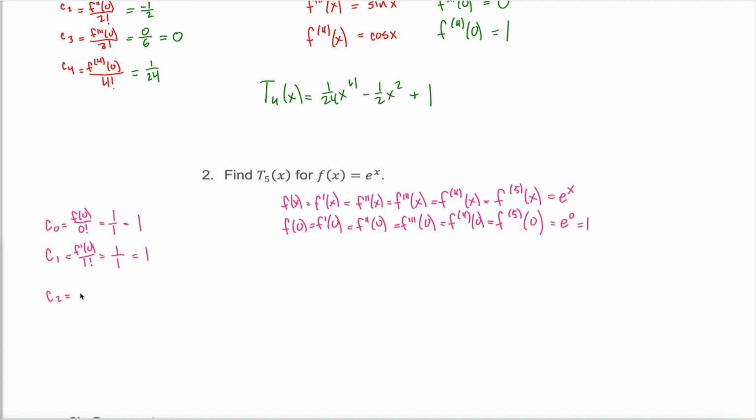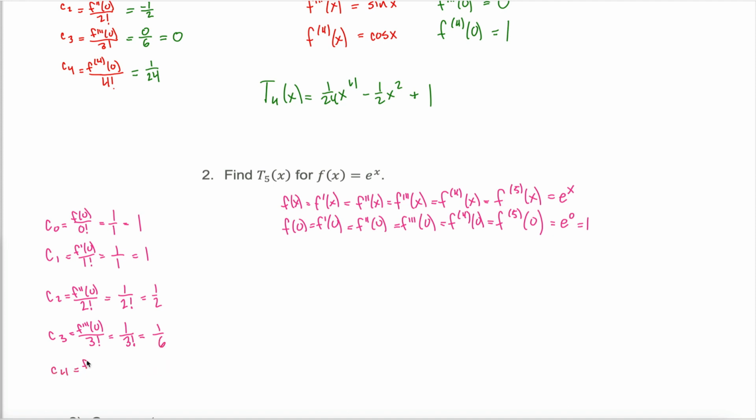What about C2? Well, C2 involves the second derivative of my function evaluated at 0 divided by 2 factorial. But the second derivative evaluated at 0, just like the first derivative, just like the function, is equal to 1. So I get 1 divided by 2 factorial. 2 factorial is equal to 2. So I get 1/2 for C2. C3 isn't much harder. It's the third derivative of my function evaluated at 0 divided by 3 factorial. The third derivative, just like all the other derivatives evaluated at 0, is just equal to 1. So it's just 1 divided by 3 factorial. 3 factorial is equal to 6, 3 times 2 times 1. So I get 1/6.